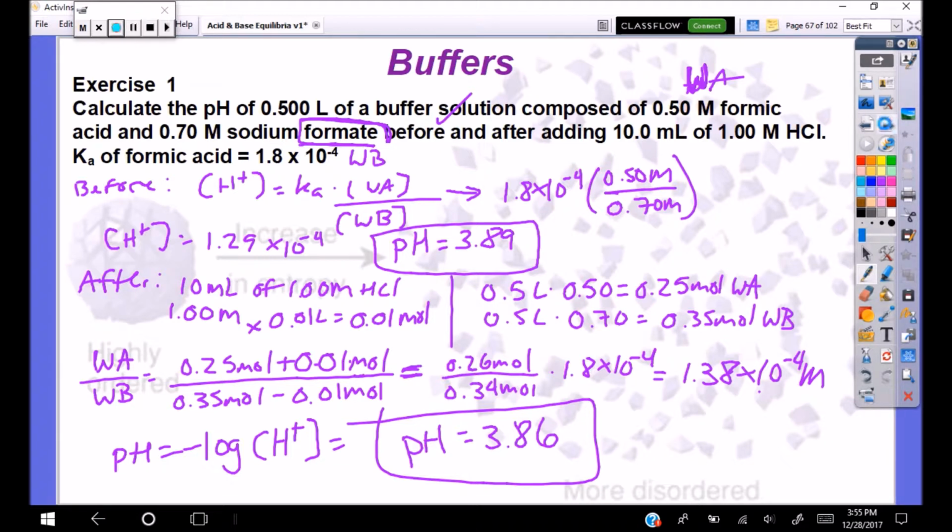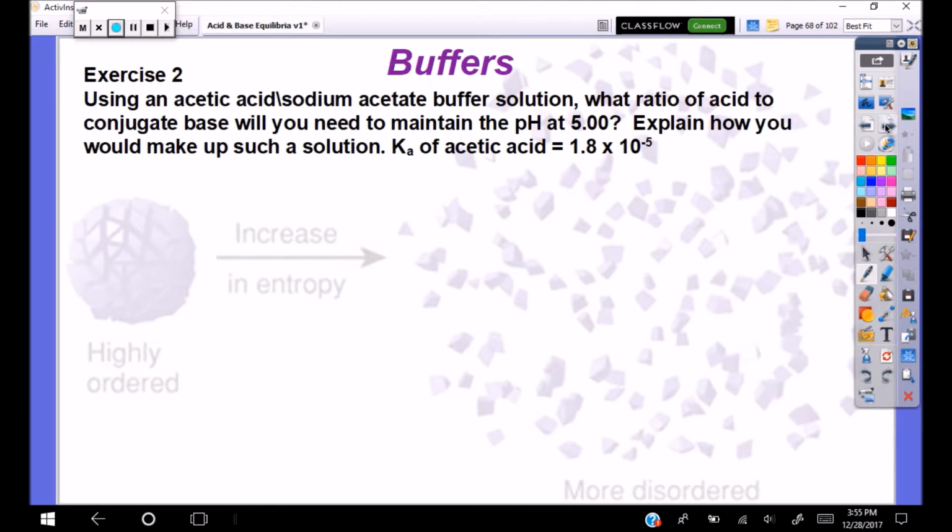Okay, let's do another. So this one says, using an acetic acid sodium acetate buffer solution, what ratio of acid to conjugate base will you need to maintain your pH at 5.0? Alright. So this one is rather conceptual. They want to know the ratio, and the ratio is pretty easy. If they're looking at ratio, we're looking at our equation.